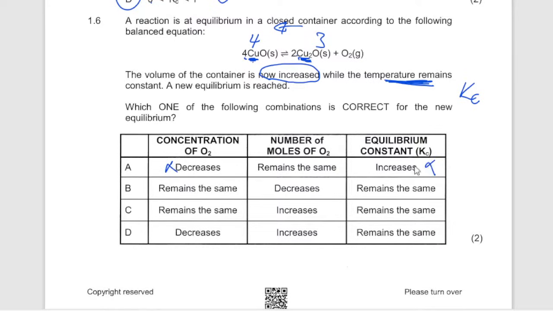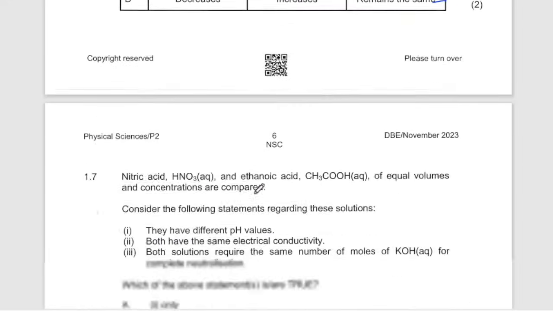So whenever it remains the same, it is probably correct. But now the number of moles of this is going to decrease. So we look at this. So now this one goes. So there is no other option. So B becomes the most correct answer. So the concentration of oxygen remains the same.